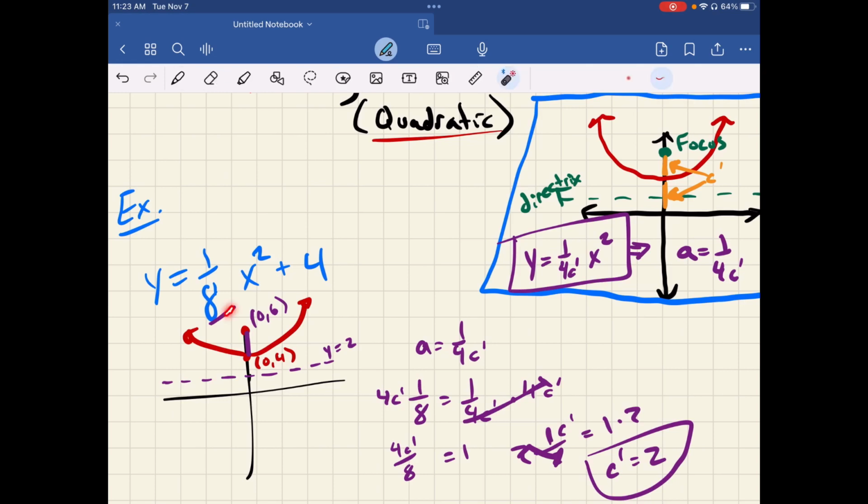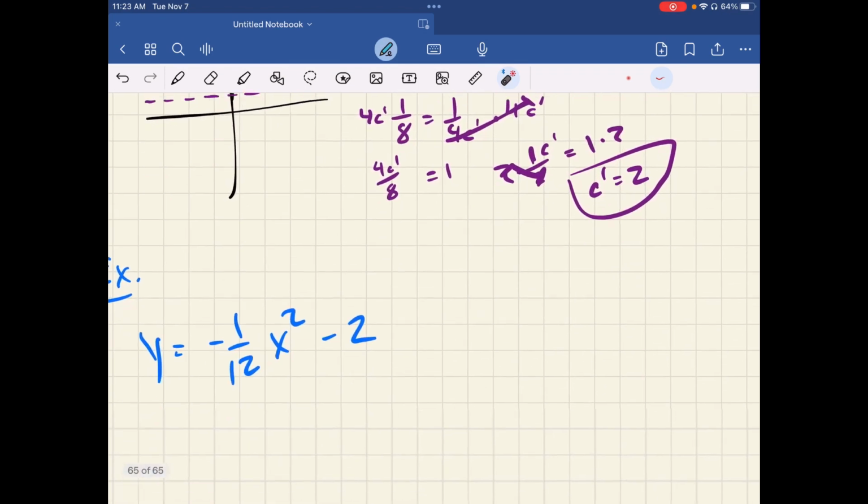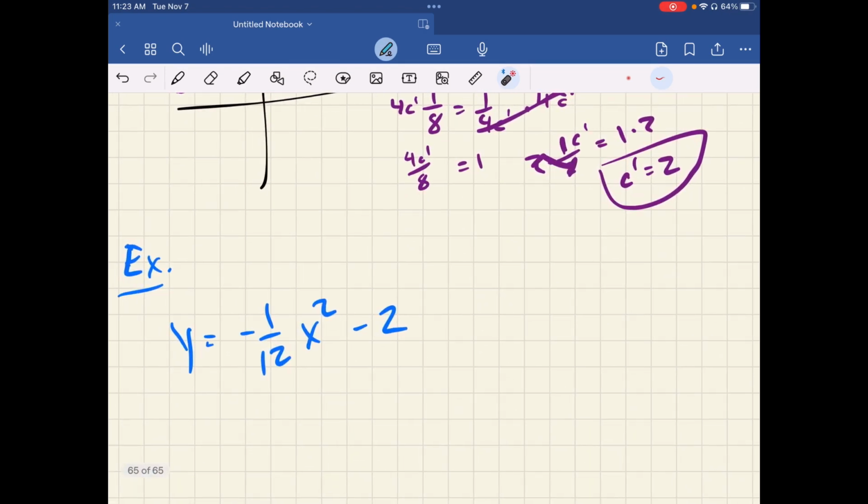So again, I've taken my A value, plugged it into my focal length formula to find C prime is 2, and now from the vertex I either go up 2 to get the focal point, which is (0, 6), or I go down 2 to get y = 2, which is the equation for my directrix line. Okay? Alright, so using that same idea, it's a little bit different here because I got some negatives involved.